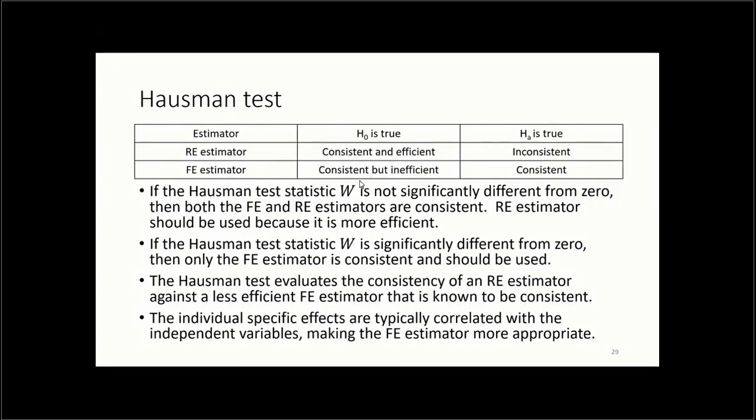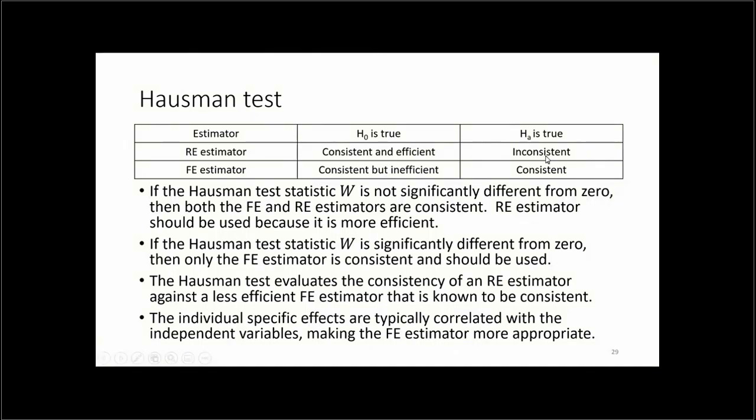Therefore, we would have consistent estimators. But the random effects would be efficient, and here we would have an inefficient estimator. Now, if the HA is true, only the fixed effects would be a consistent estimator. The random effects would be inconsistent because it actually assumes that there's no correlation between these individual specific effects and the independent variables. So when there is such correlation, it would be an inconsistent estimator.